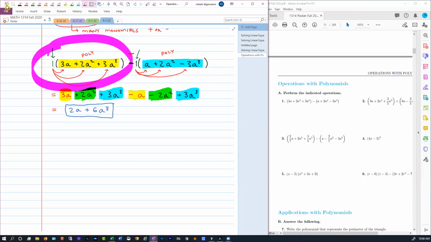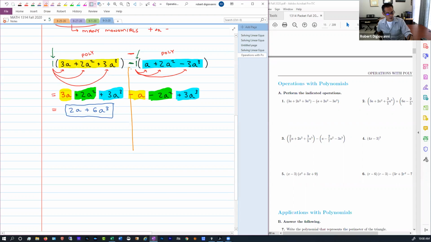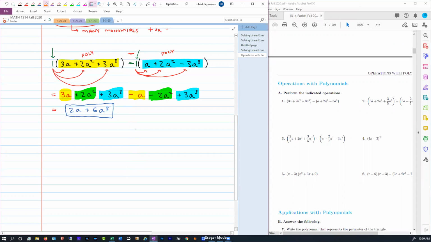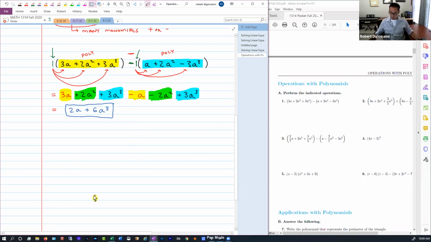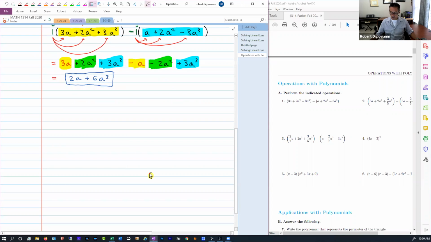Had this sign in the middle, like let's say the original problem had that sign right there be a plus, then we would not have changed the signs in the second parentheses. We would have just left everything the way it is. And then we still would have combined like terms together. Okay, so let's take a look at number 3.